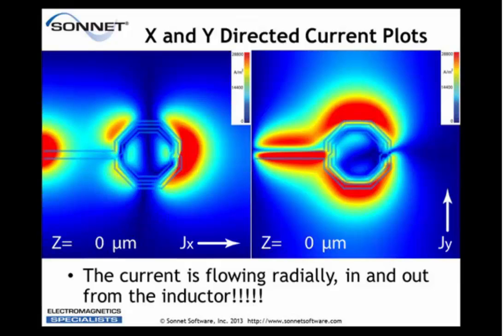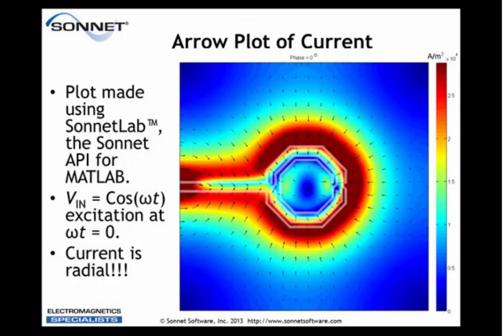I have talked to probably several hundred skilled RFIC designers, and asked them which way they thought the current was flowing in the spiral inductor, and everyone says it's flowing round and round. And this plot is not consistent with that understanding. If it's magnetically induced, it has to be flowing round and not flowing radially, but it's flowing radially. What's going on here? Well, let's look at it in a little more detail here.